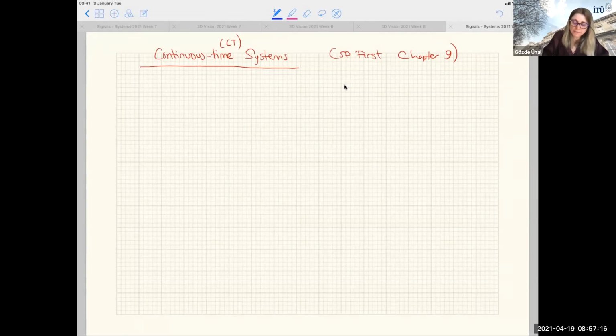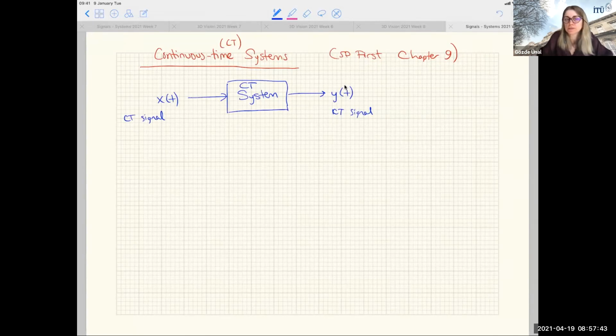So guys, now again, we have a system, but let's say it's a continuous time system. This time an analog signal, a continuous time signal, goes in, and a continuous time signal goes out. You see the difference, right? Before it was x of n, y of n, sequences. Now it's a continuous time signal input and a continuous time signal output. So now what characterizes this system?